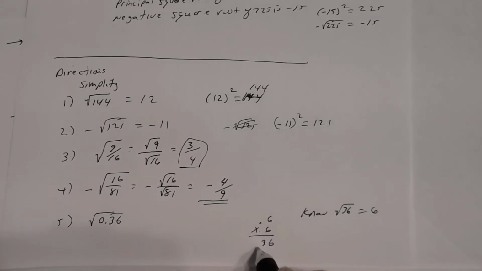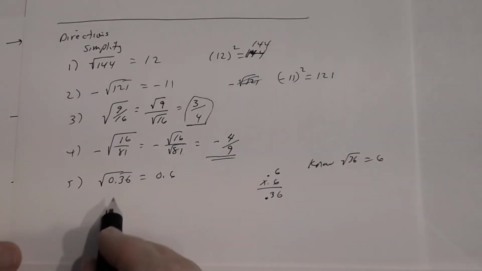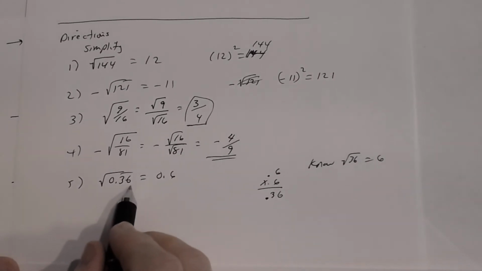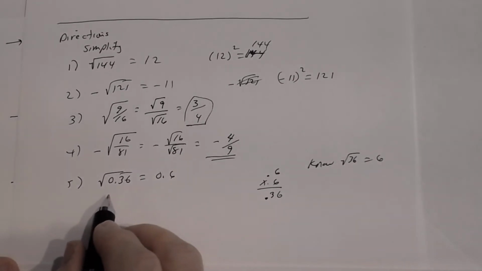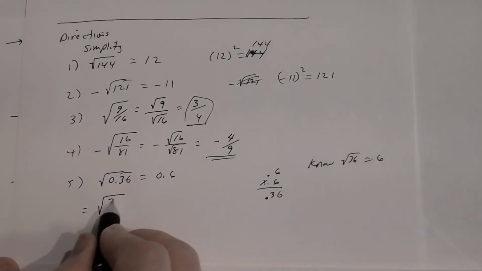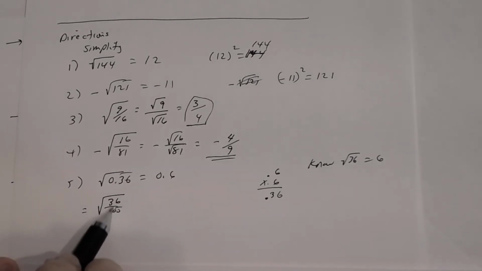You have 2 decimal places, and so notice you get 0.36. So the answer is 0.6. Now the other way you can think about this is this, and I want you to pay close attention. In a previous course, you read this as 36 hundredths. So if I want to, could I rewrite this as the square root of 36 divided by 100? Because in this radicand, the same thing as this radicand.